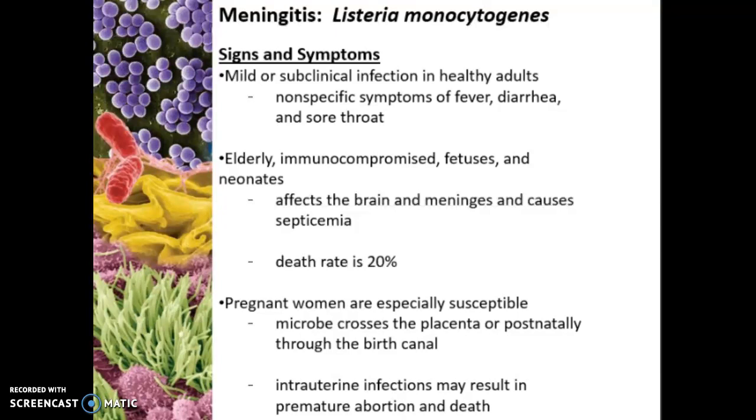Now, pregnant women are especially susceptible to problems with this organism, not because it makes them sick. Right? Pregnant women could really easily be a healthy adult who would have the mild or subclinical infections. However, the organism Listeria monocytogenes can cross the placenta and cause major issues in that developing child.